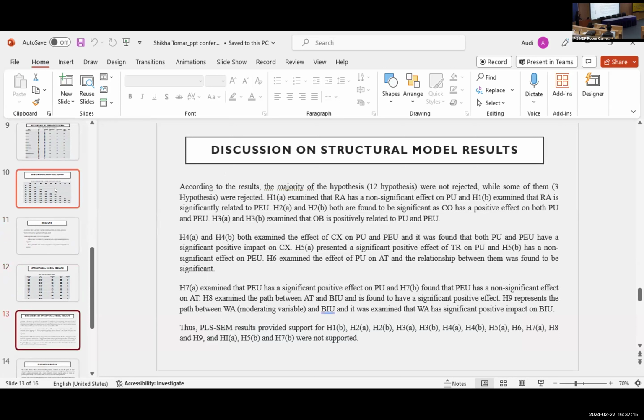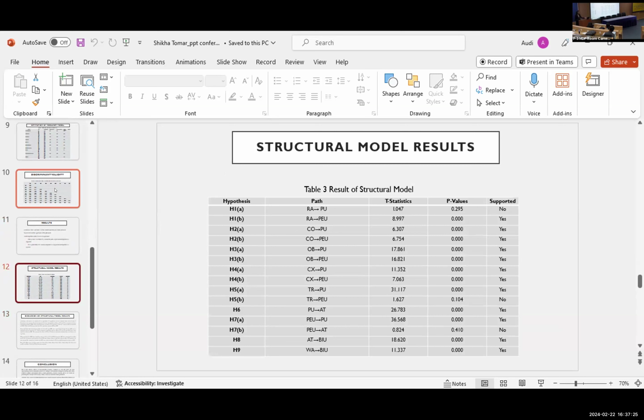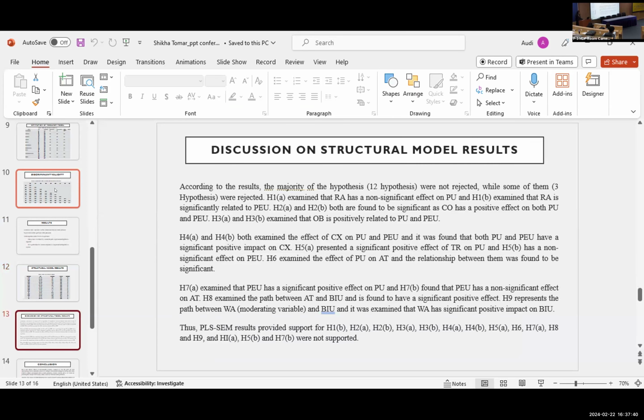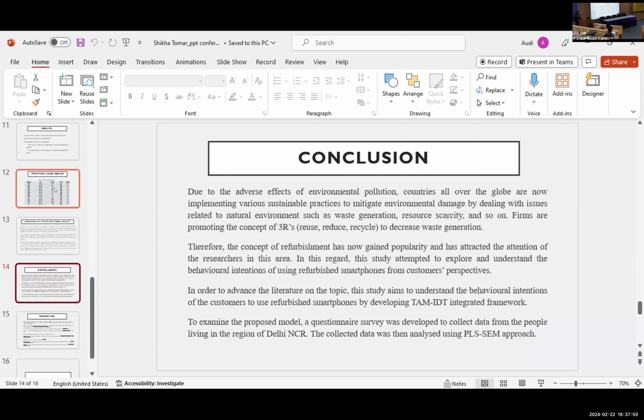According to the table, 12 hypotheses were supported and 3 hypotheses were not supported. The hypotheses which were not supported describe the relationship from relative advantage to perceived usefulness, the effect of triability on perceived ease of use, and the effect of perceived ease of use on attitude, which were found to be insignificant and negative. The moderating effect of warranty was found to be significant on the behavioral intentions of the customers to purchase refurbished smartphones.